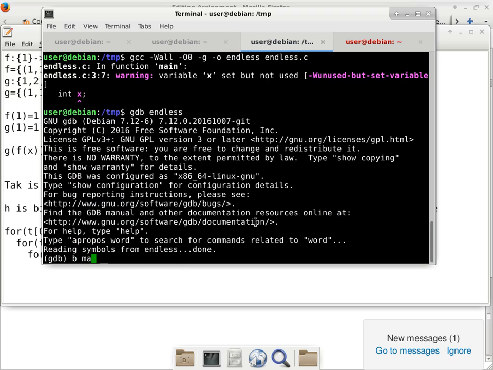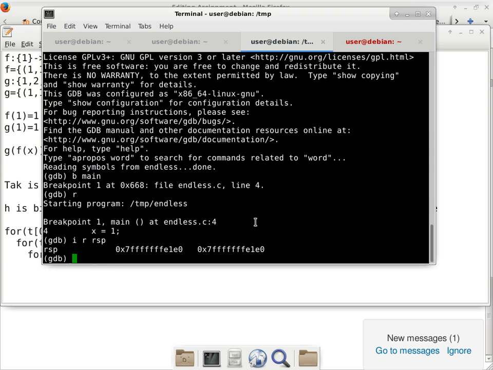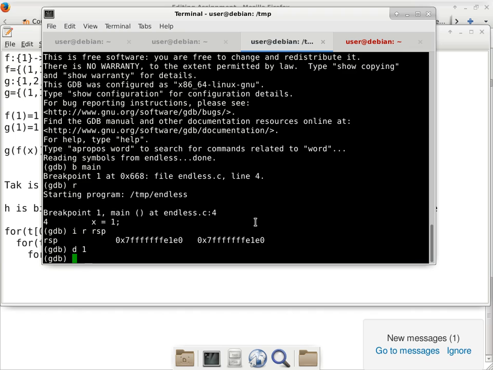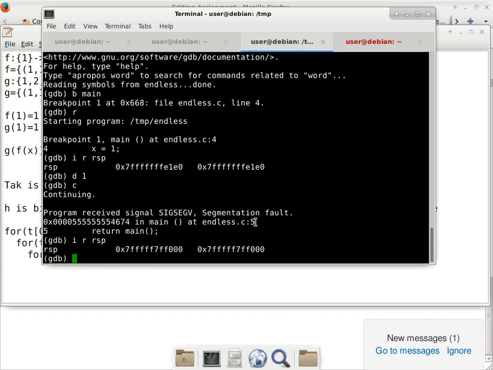Okay, put a breakpoint on main, run the program, i r rsp, look at the stack pointer, and then delete the first breakpoint, continue execution until it crashes, print RSP again, or i r rsp. Now we are seeing a big difference.